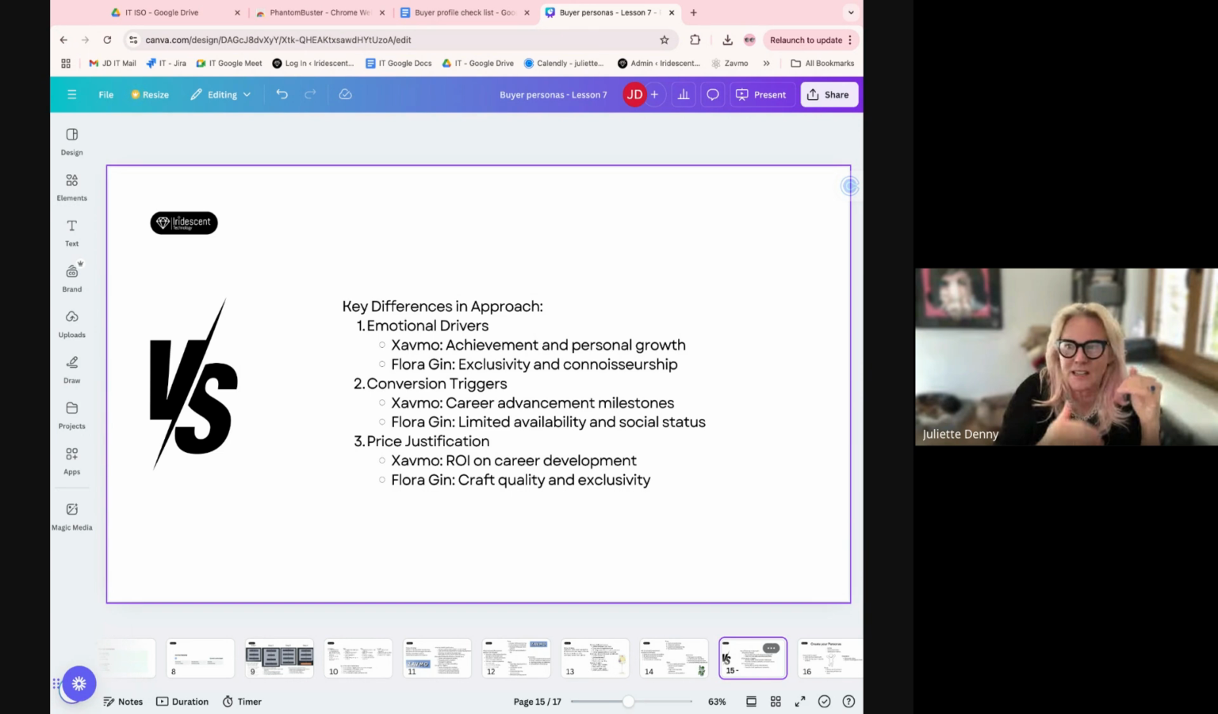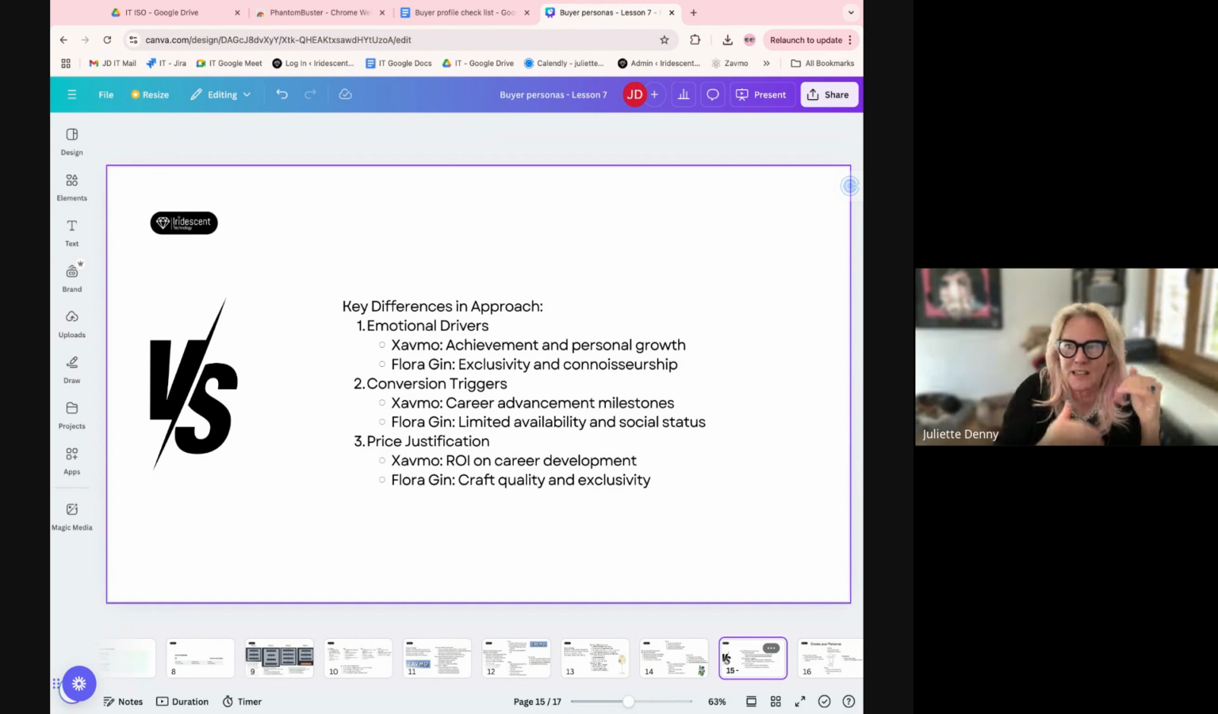If you've done this not very well, you'll find yourself in a highly competitive market where basically your price gets pushed down. So what you want to be able to do is justify the price, and hopefully you are pricing as high as you possibly can, because we don't want to work harder, we want to work smarter. You will be able to basically show a really clear return on investment in the case of Zavmo, which would be career development and learning, working better within your organization.